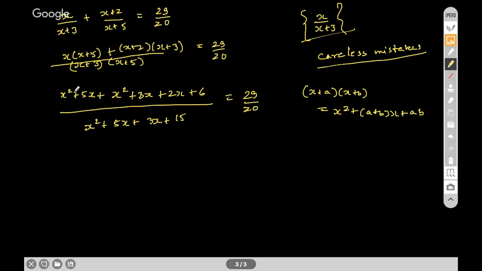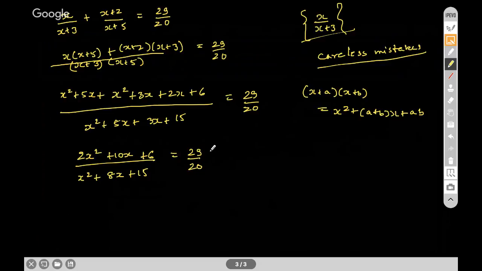Okay, now simplify. x square plus x square is 2x square. Then 5x plus 3x plus 2x is plus 10x, isn't it? And then it is 6. And then in the denominator, it is x squared plus 8x plus 15 equals 29 upon 20.